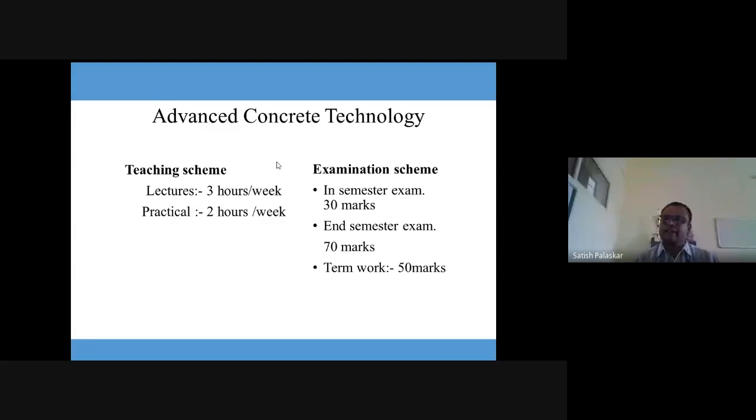And the last unit, unit number 6, deals with the ferro cement. I think when you were in second year, we organized one workshop on ferro cement technology. That ferro cement society from Pune, they came over here and they gave you the demonstration about the ferro cement.